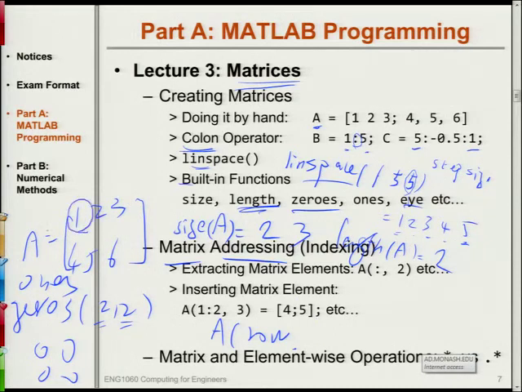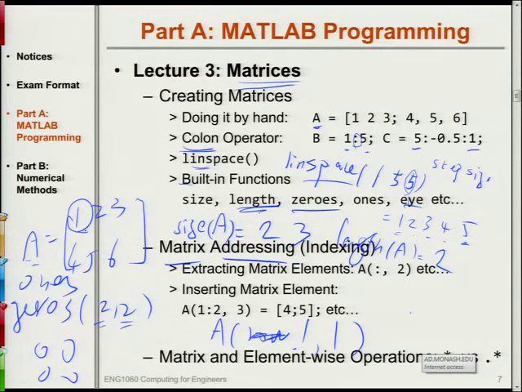For example, I want to grab this one from A. So you say A, you want to grab 1. So what's the row number? 1. What's the column number? 1. So then A, row number 1, column number 1, and given these indices, you can grab the corresponding element from that position in the matrix A.